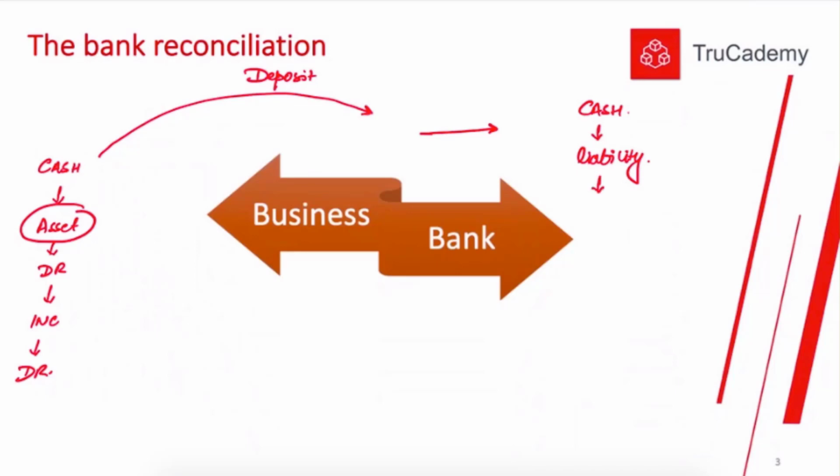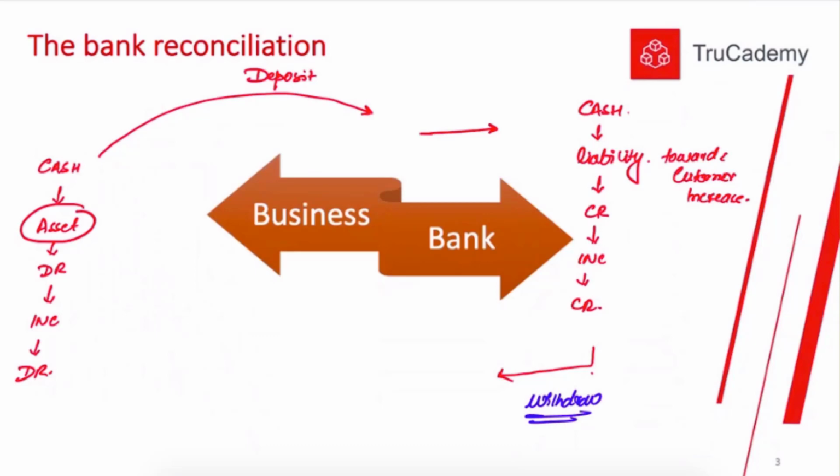And liability by nature is what? It's credit. Whenever the bank receives more cash from the customer, the liability towards the customer will increase, and credit increases. Now I decide to withdraw this cash from the bank. From the bank's perspective, what will be happening? When I withdraw cash from the bank, this cash was a liability.